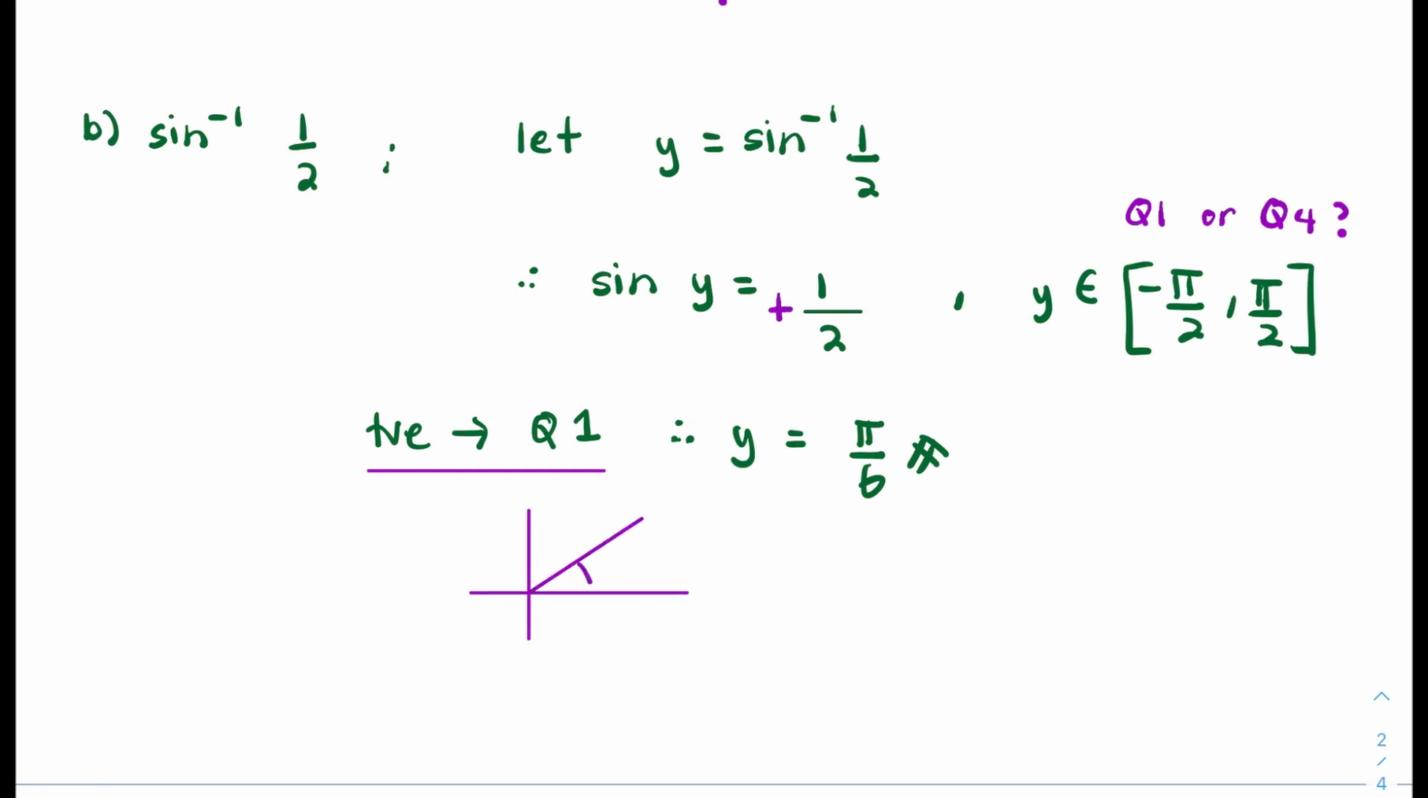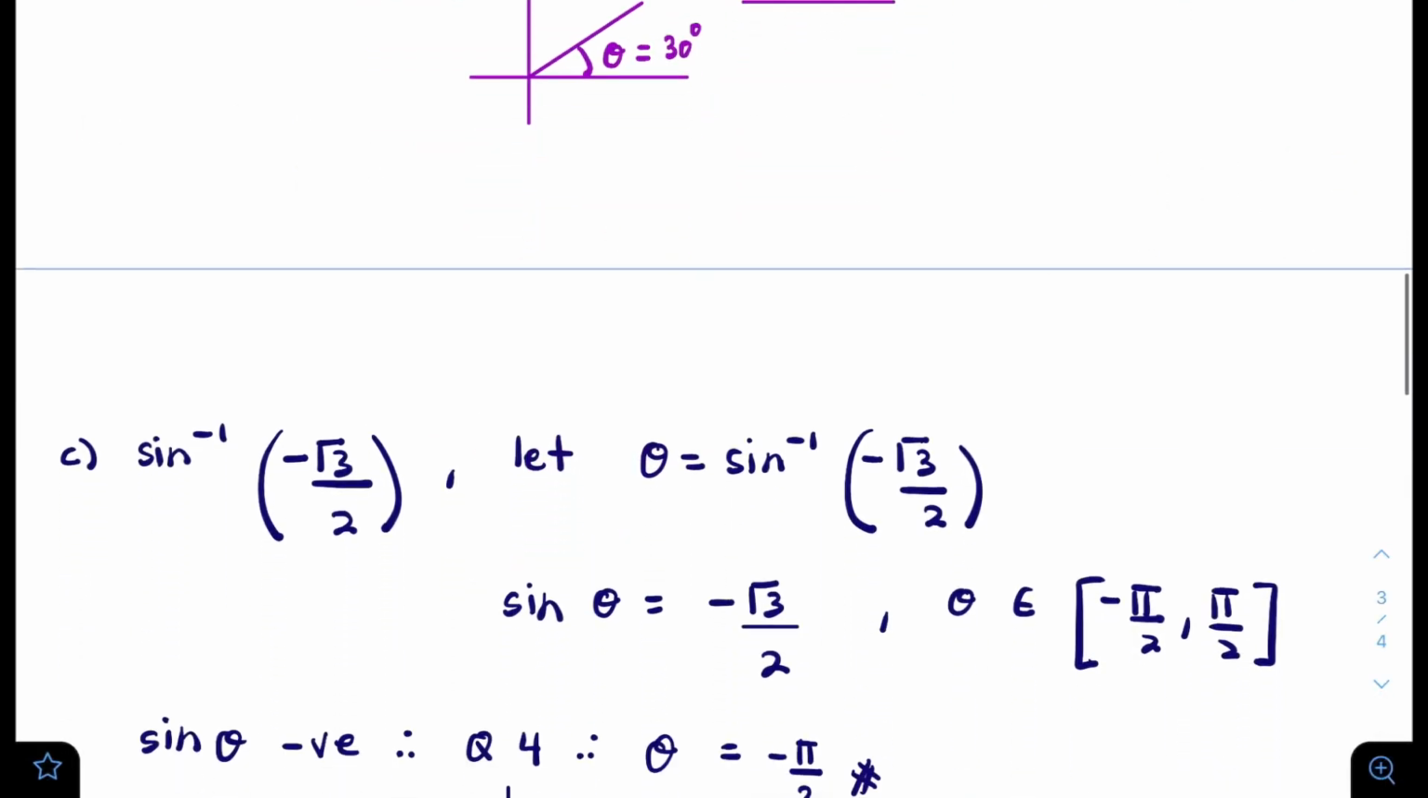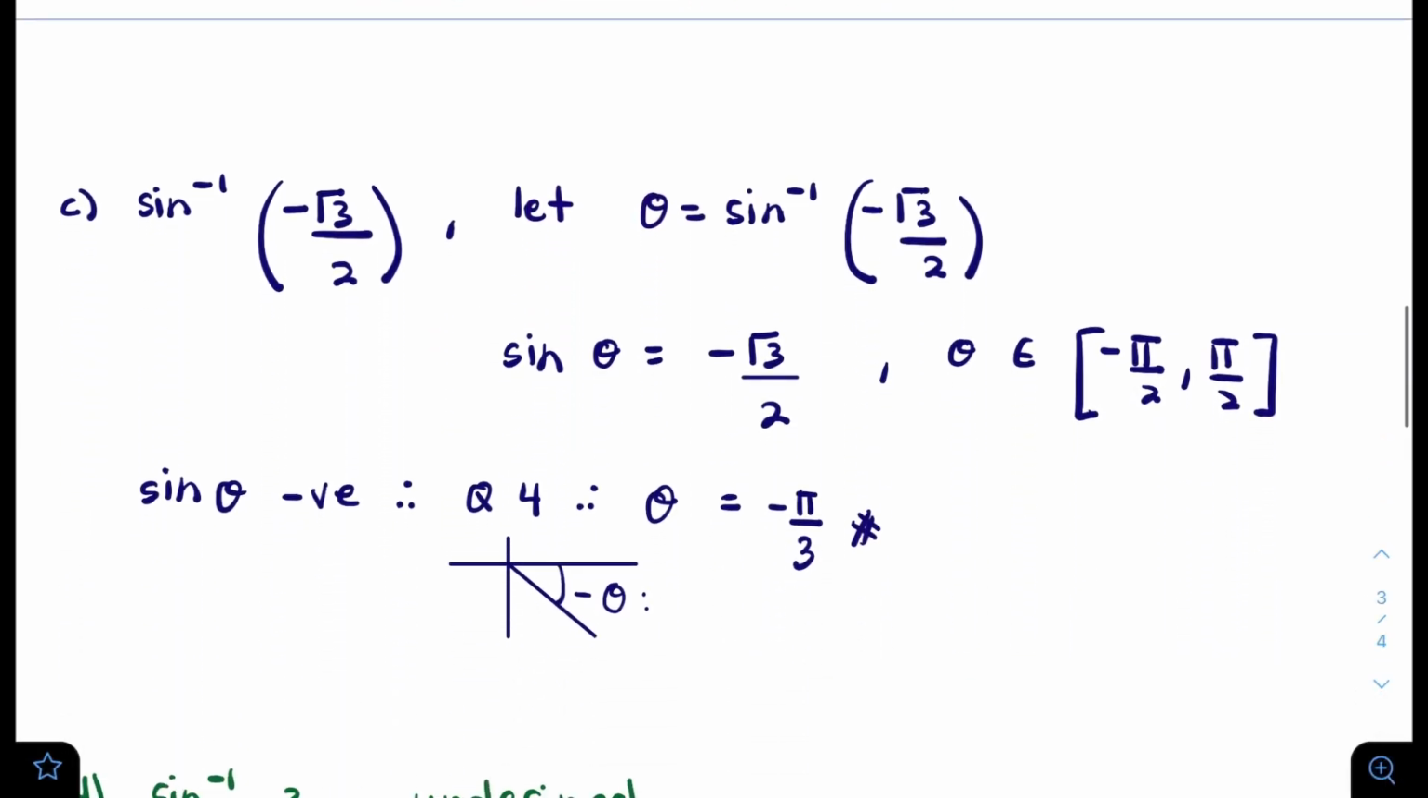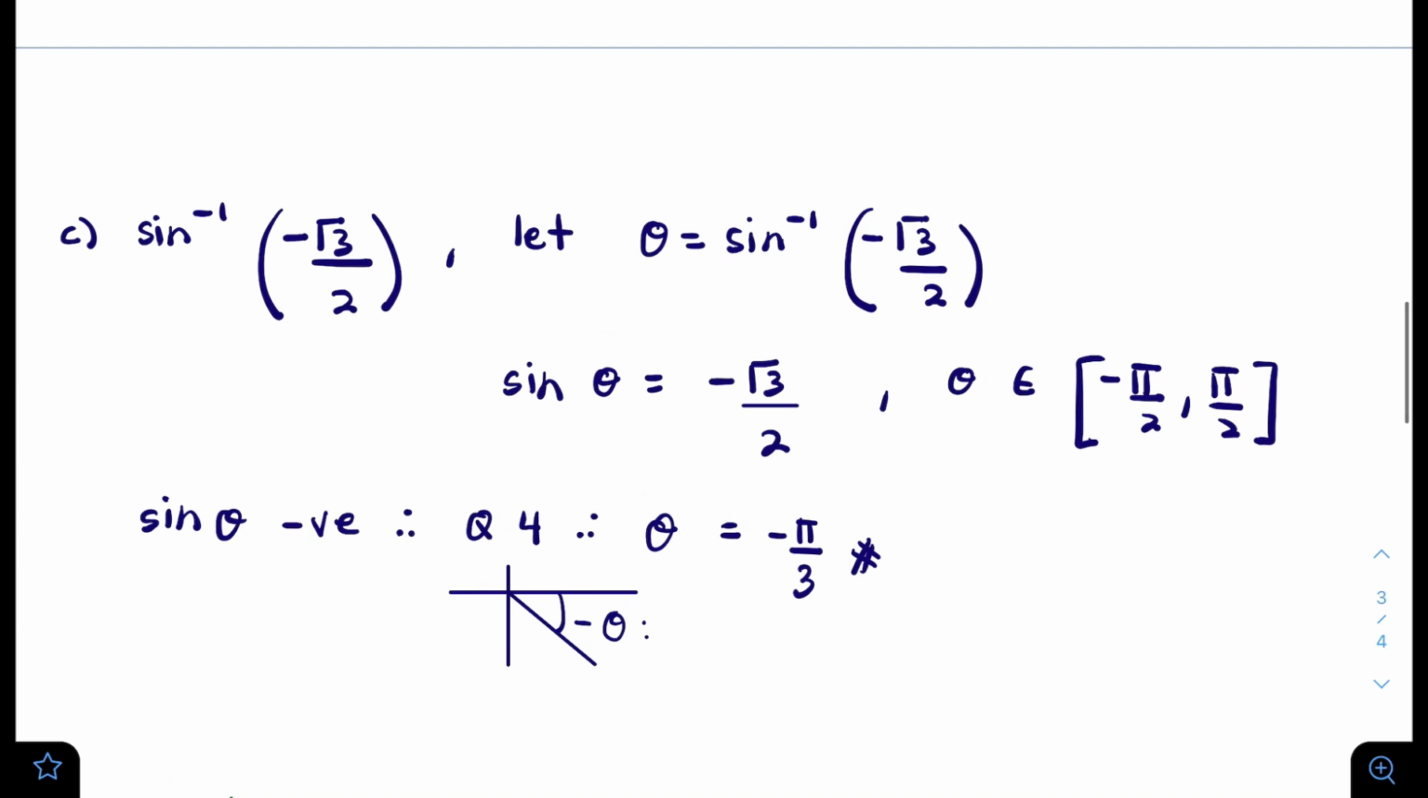So what is the angle theta over here? If sine Y is equivalent to half, your angle should be 30 degrees. But because we want the exact value, we put your answer in radian. So your Y is equivalent to pi over 6. Alright, now move on. This one is sine inverse of negative square root of 3 over 2.